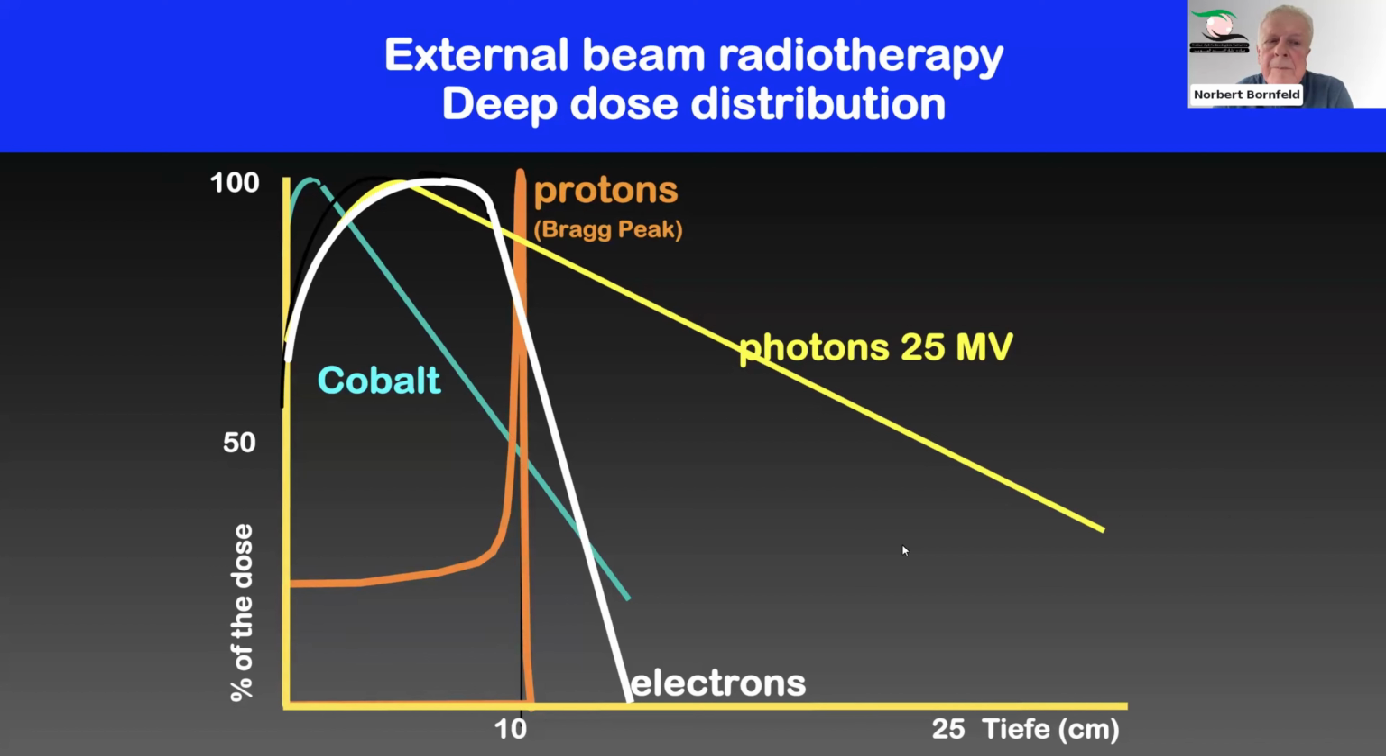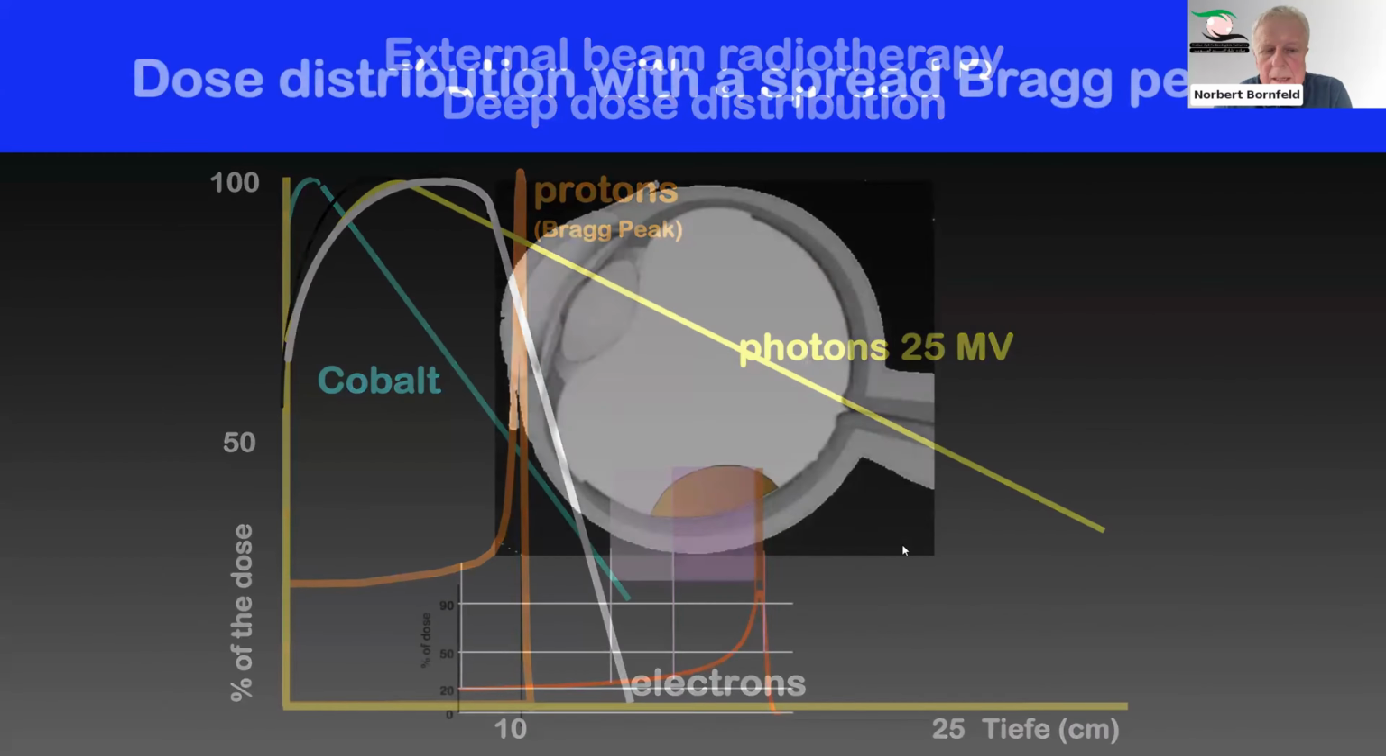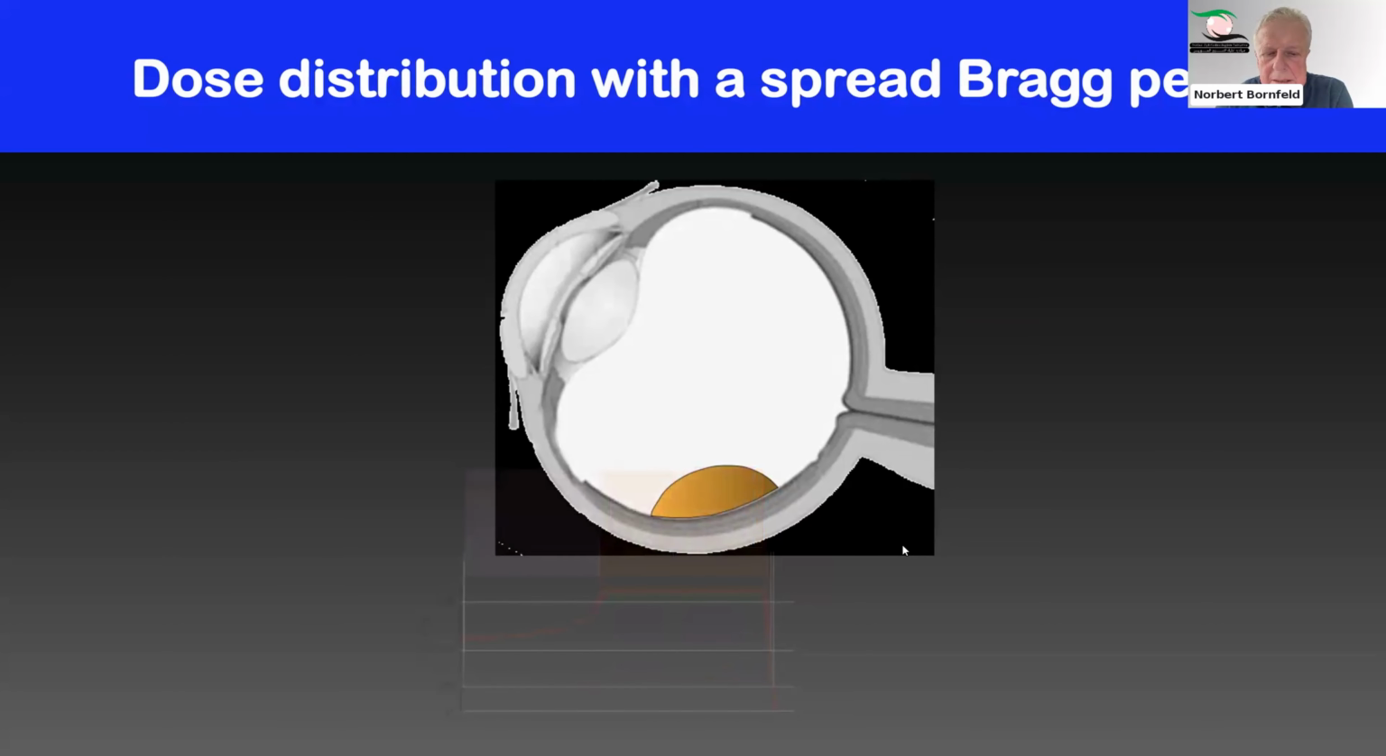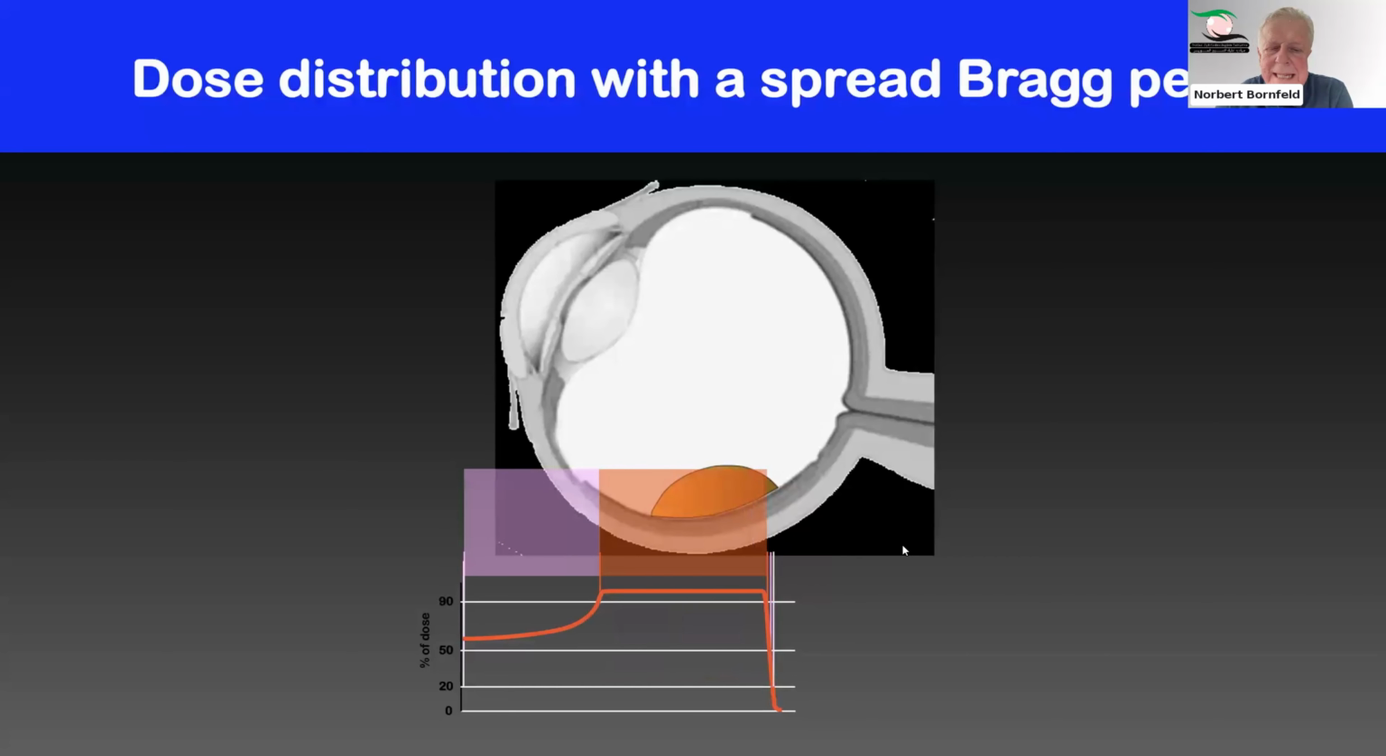So they have a peak at the end of their range, which makes it possible to have a low radiation in the field and no radiation at the end of the field. And that's used with a trick. That again is a dose distribution with a Bragg peak. And the trick is to just add several Bragg peaks. And so you get a very advantageous dose distribution with no radiation at the end of the field and low radiation at the entry of the field.